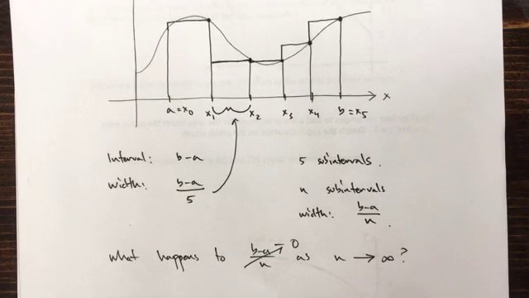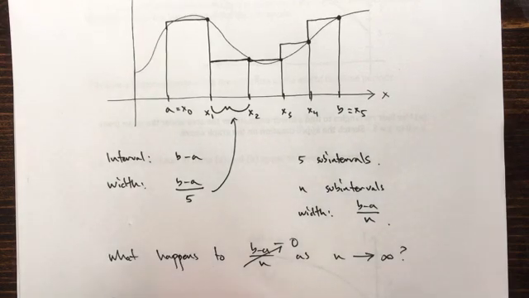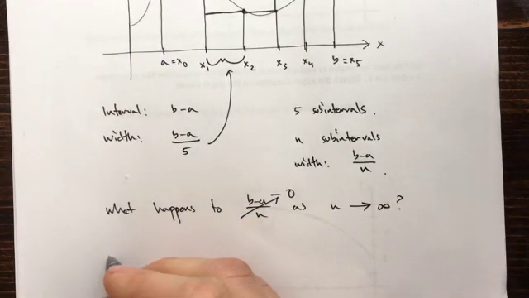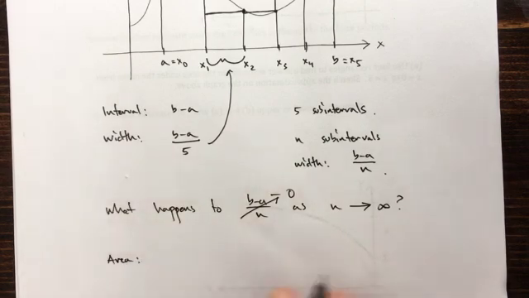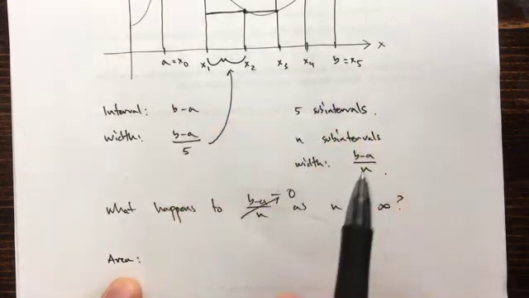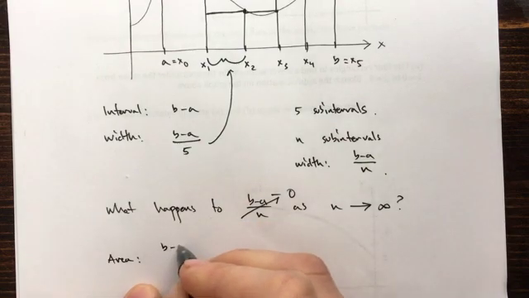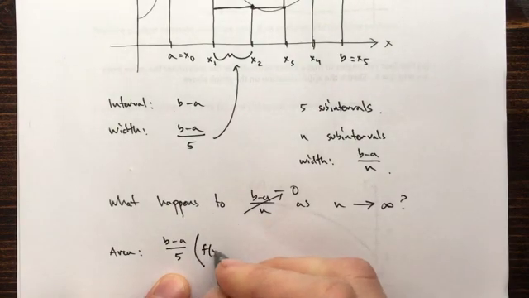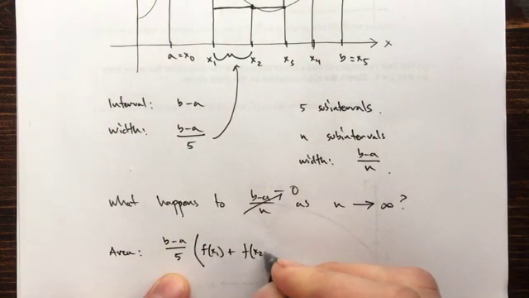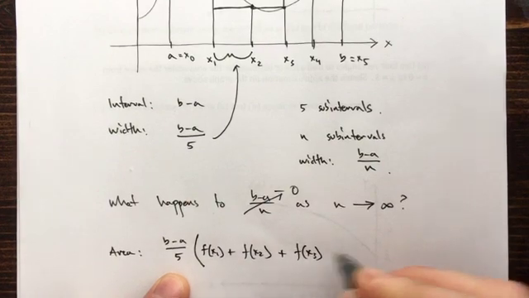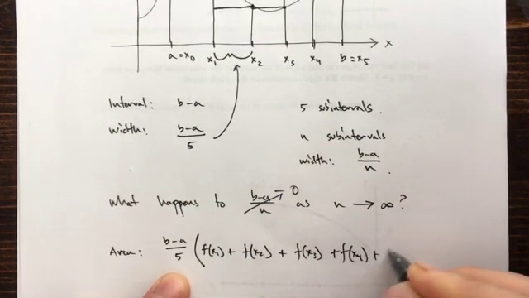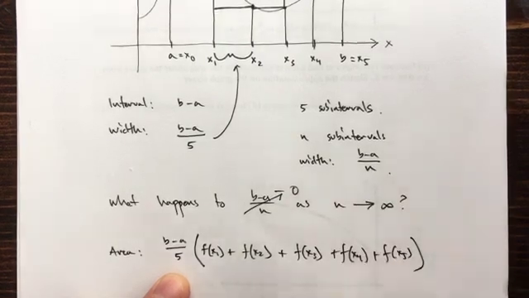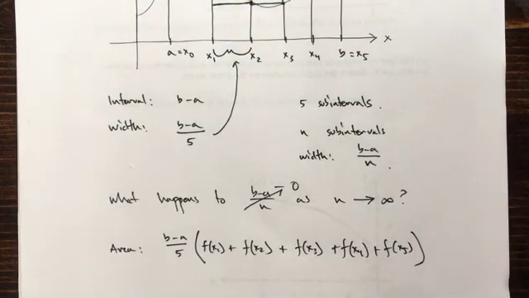But basically what we have now is that the total area here is going to be whatever the width is. So in this case, it's b minus a over 5 times each one of those function values. So that should be f of x sub 1 plus f of x sub 2 plus f of x sub 3 plus f of x sub 4 plus f of x sub 5, right? And that should give us the total area.